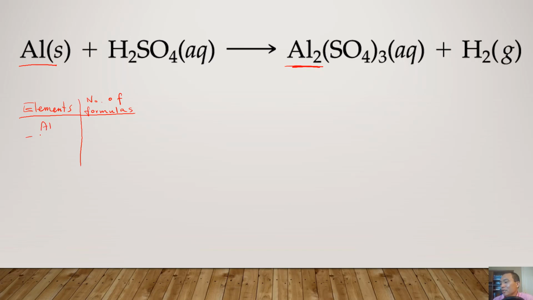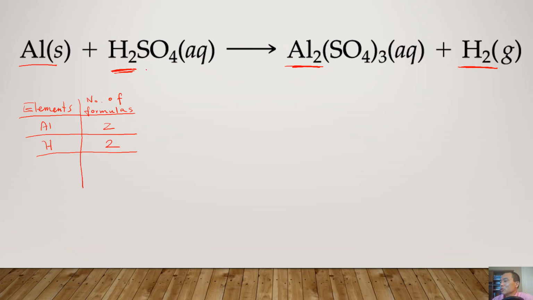So aluminum appears in 2 formulas. You look at hydrogen. Hydrogen appears in this formula. It also appears in the last formula. So hydrogen appears in 2 formulas as well.